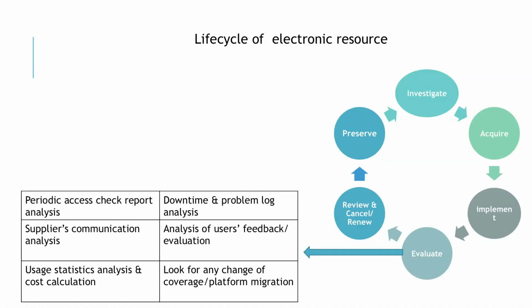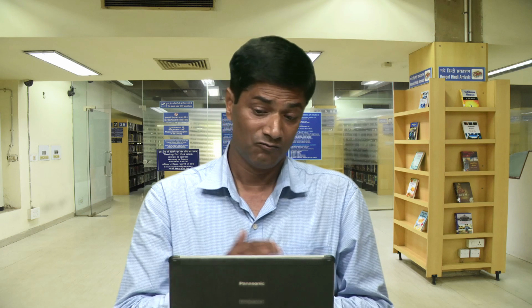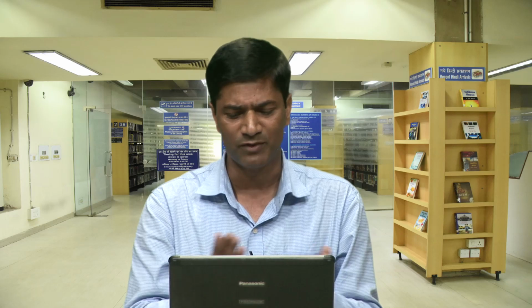Now, the next step is evaluation. Evaluation is after implementation, in which we evaluate the resources which we subscribe, before the retention, that means before cancellation or renewal of the resources. For evaluation, we should have the analysis of user feedback, the analysis of downtime, the analysis of the problem log, the analysis of usage statistics, cost per article, and based on that we either go for the cancellation or go for the renewal.